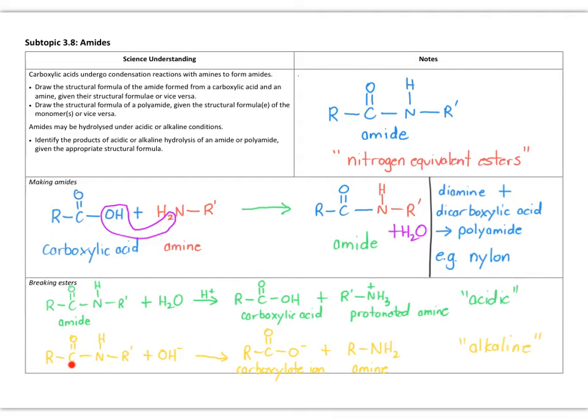If we do it under alkaline or basic conditions, we form the carboxylate ion, where the carboxylic acid has lost its hydrogen, it's donated its hydrogen to a water, and in that case we just form the amine, which is, if you like, the base form of an amide. Think of the acidic form as the protonated amine. So yeah, that is amides in 2 minutes and about 40 seconds. Cheers.